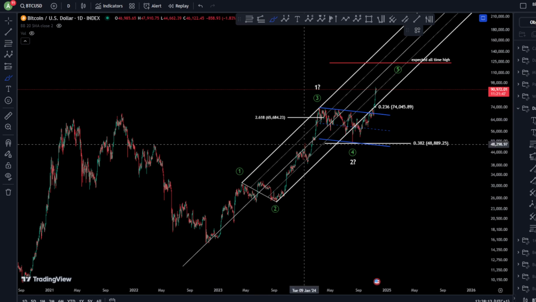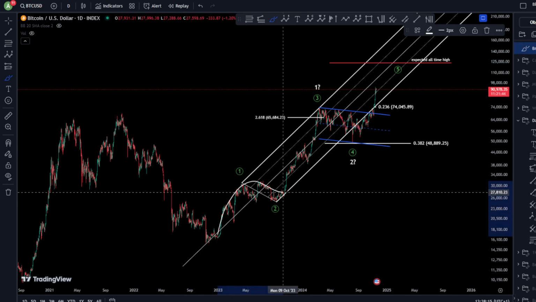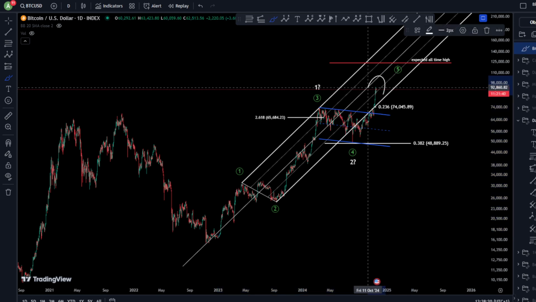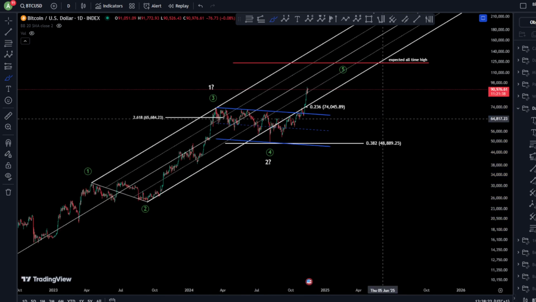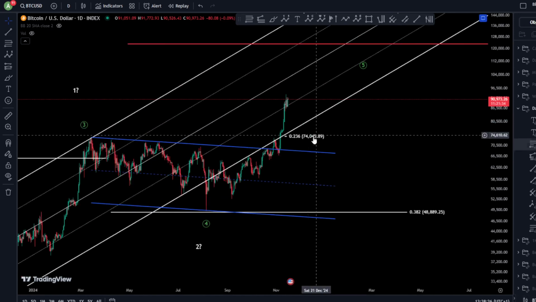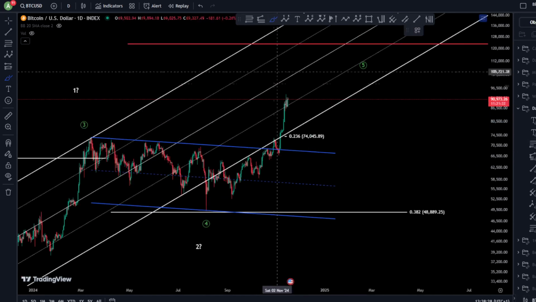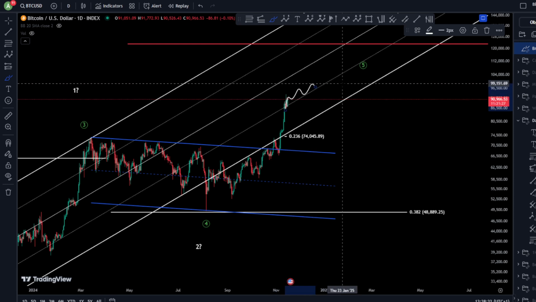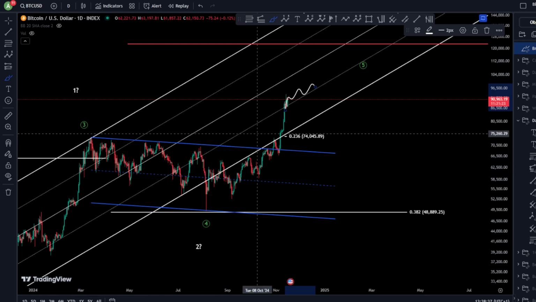Starting on the daily chart here, we can see that we are still in our impulse 1, 2, 3, 4, 5 towards the upside. We are inside the wave 5 and ranging inside our acceleration channel after breaking the correction and the acceleration channel, the lower part of it, and we are ranging now in the middle part of the lower section of that acceleration channel.